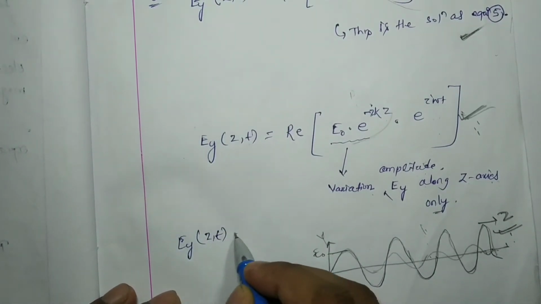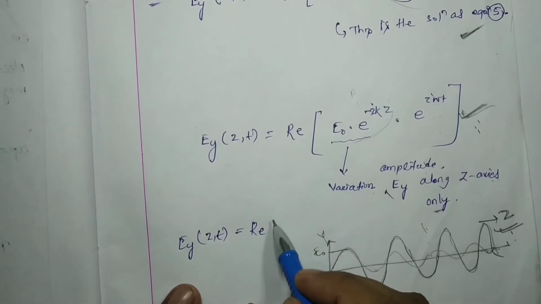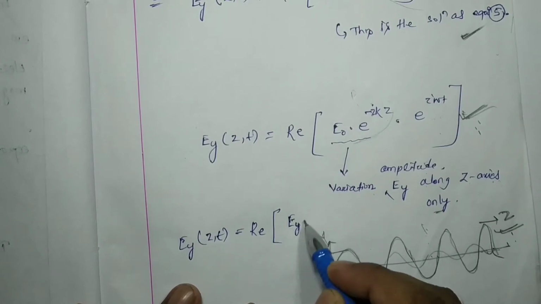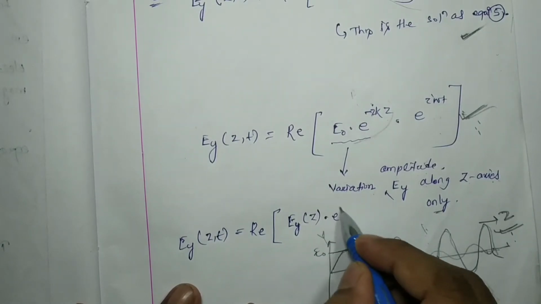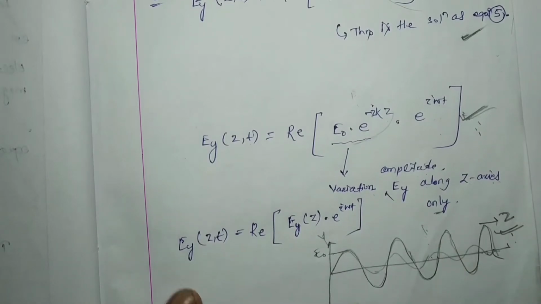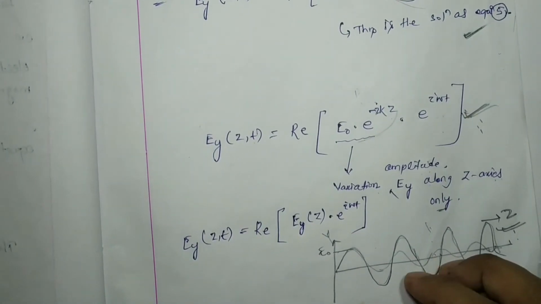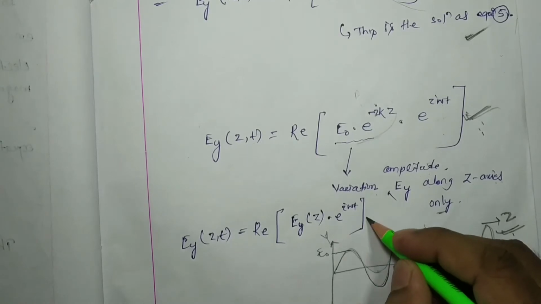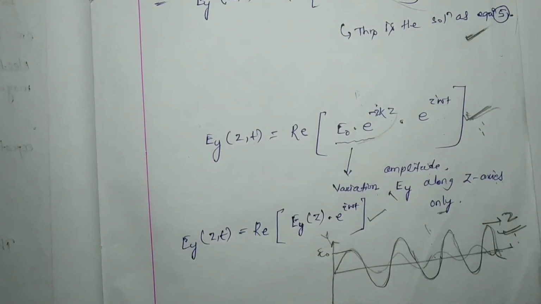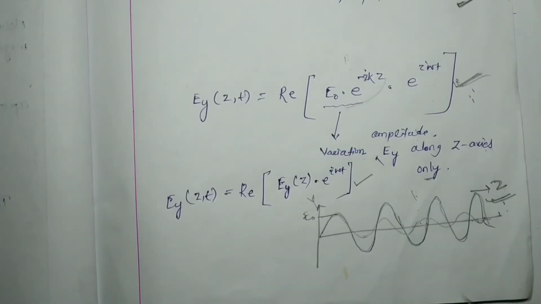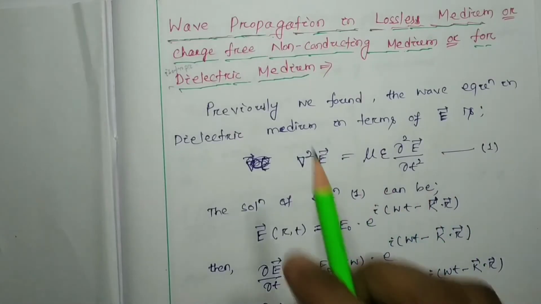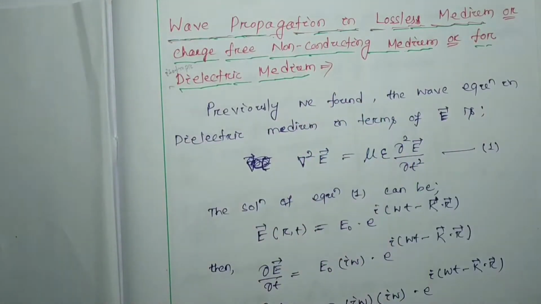E(y, z, t) will be equal to, here we are considering the real part of this, which is only E_y, the function of z only, times e to the power I omega t. Okay, in this way the solution of an electromagnetic wave can be represented. Now this form will be used in this topic that we are going to discuss now.